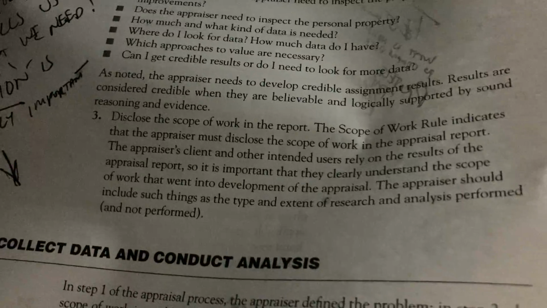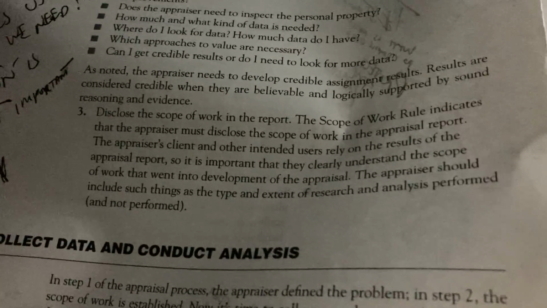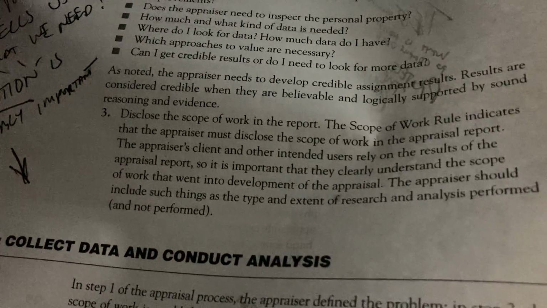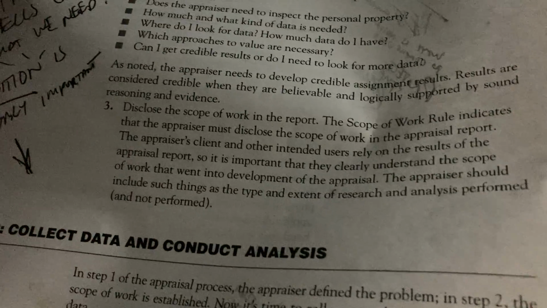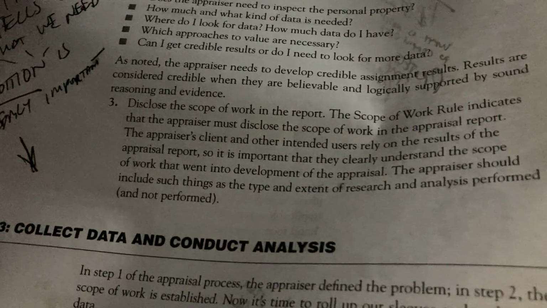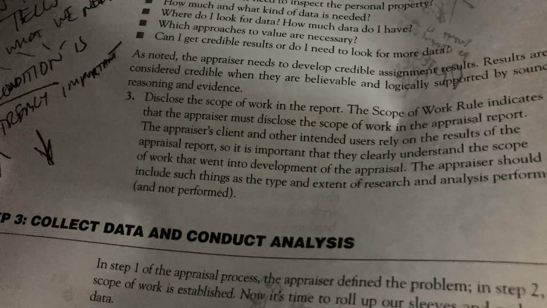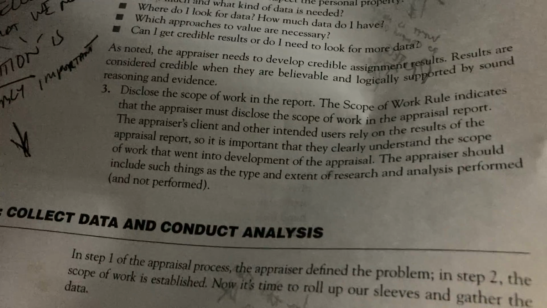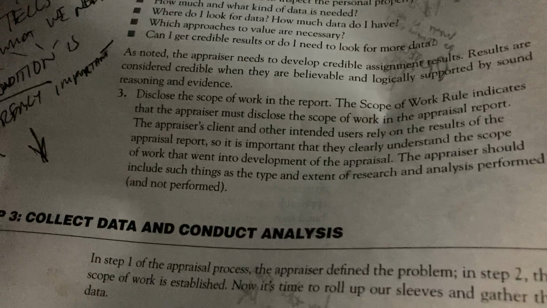As noted, the appraiser needs to develop credible assignment results. Results are considered credible when they are believable and logically supported by sound reasoning and evidence. 3. Disclose the scope of work in the report. The scope of work rule indicates that the appraiser must disclose the scope of work in the appraisal report.